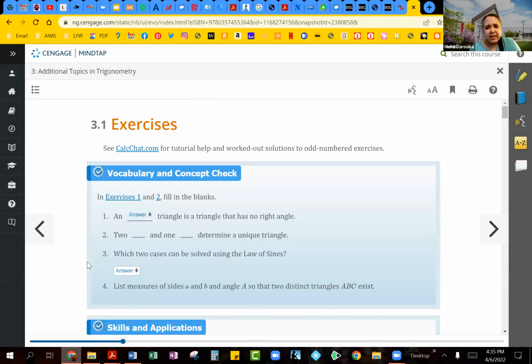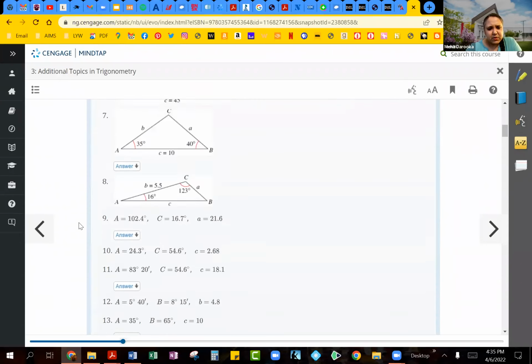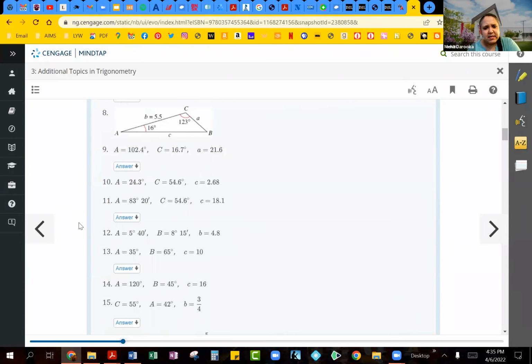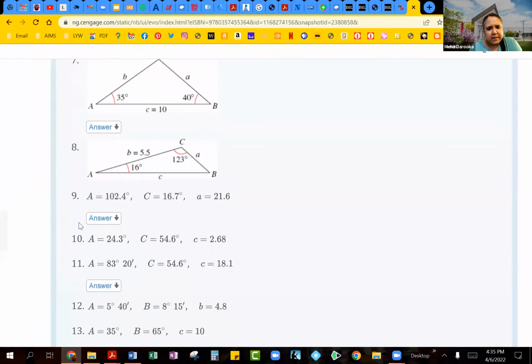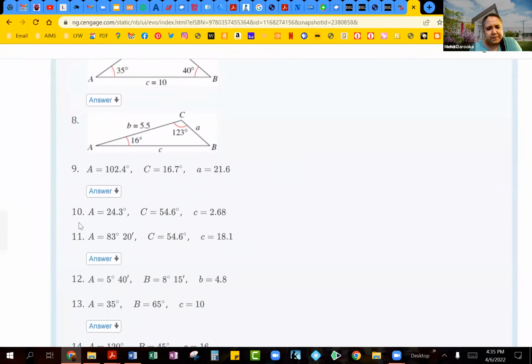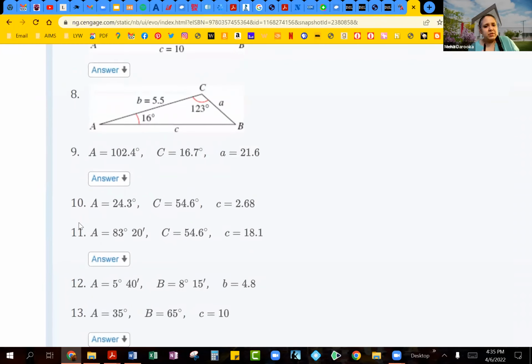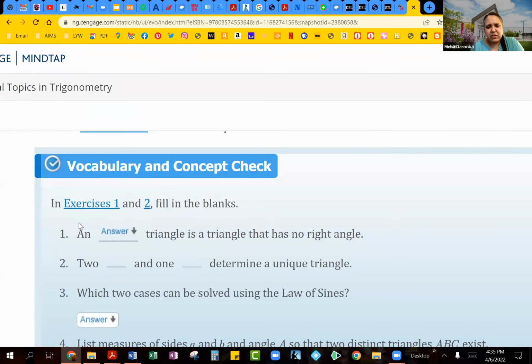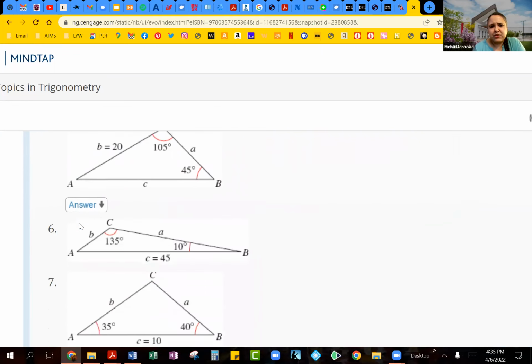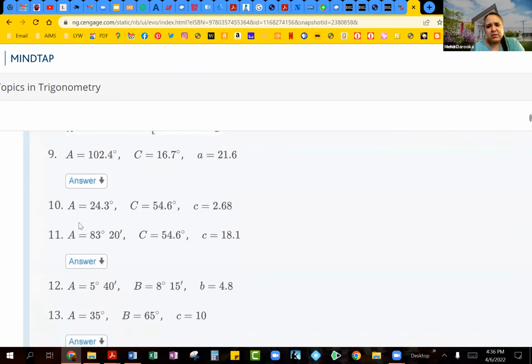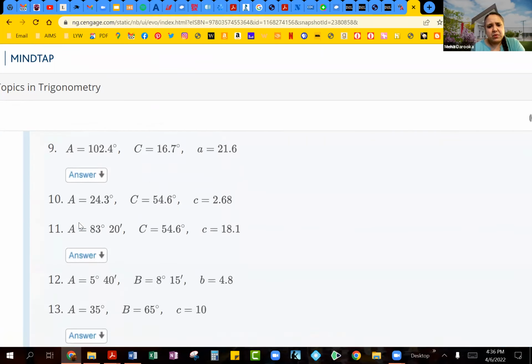So let's try and pick an example here from our textbook to solve one of these. Let's do number 9 here. So again, your instructions are use the law of sines to solve the triangle and round your answers to 2 decimal places. So we will work on number 9.